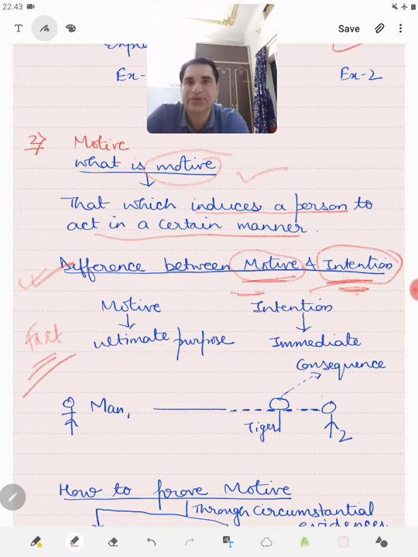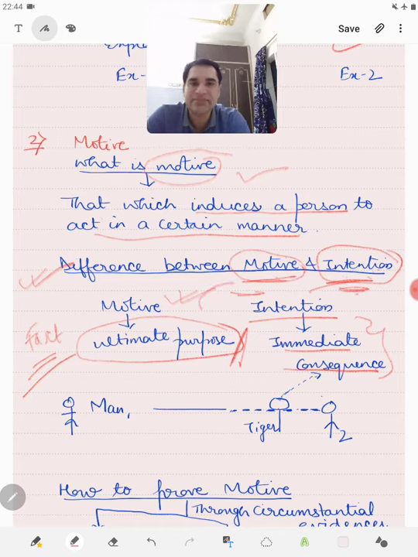Now, what is the difference between both of them? There is a minute difference between motive and intention. Motive is the ultimate purpose, the very basic reasoning behind doing an act, while intention is the immediate consequence, what the person wants to achieve immediately from his particular act. So, motive is the ultimate purpose and intention is the immediate consequence. So first there will be motive and then motive will shape the intention.